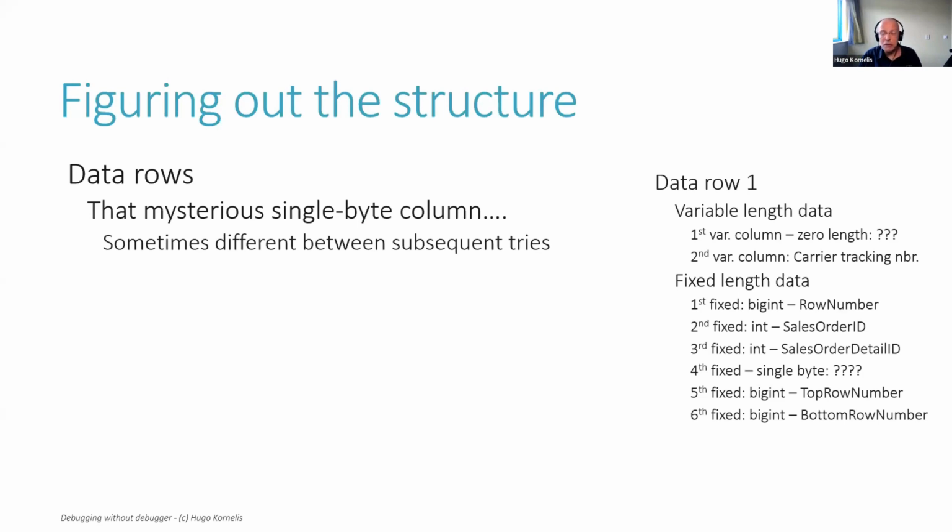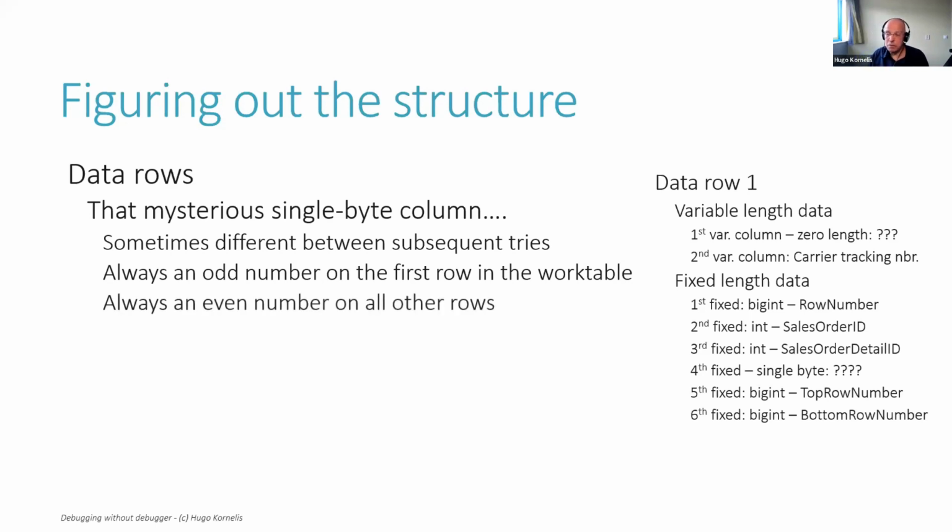But one thing never changed. The first row in the work table always has an odd number there. And all other rows, okay, granted, I didn't check all 10,100 rows, but I checked a fair amount of them. All other rows have an even number. And that's when it started to dawn on me. I had this question mark on the segment column. The segment column is a single bit. It's not a byte.